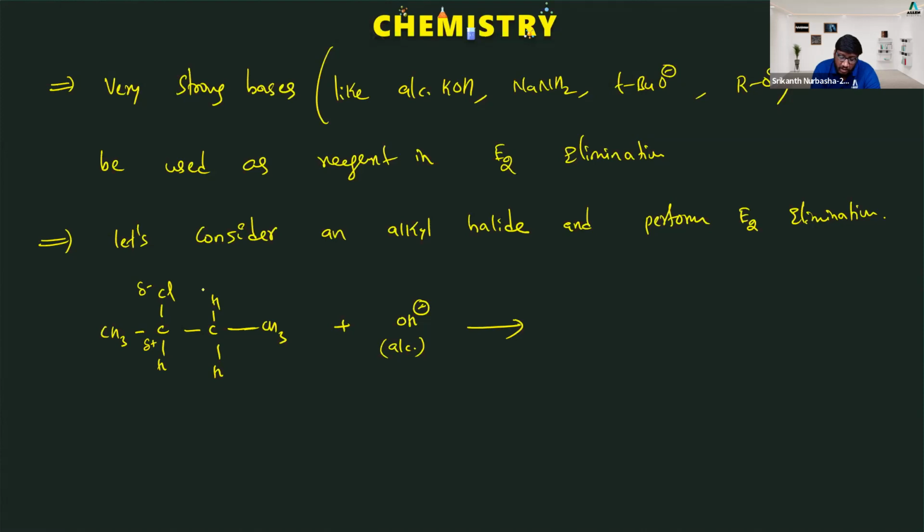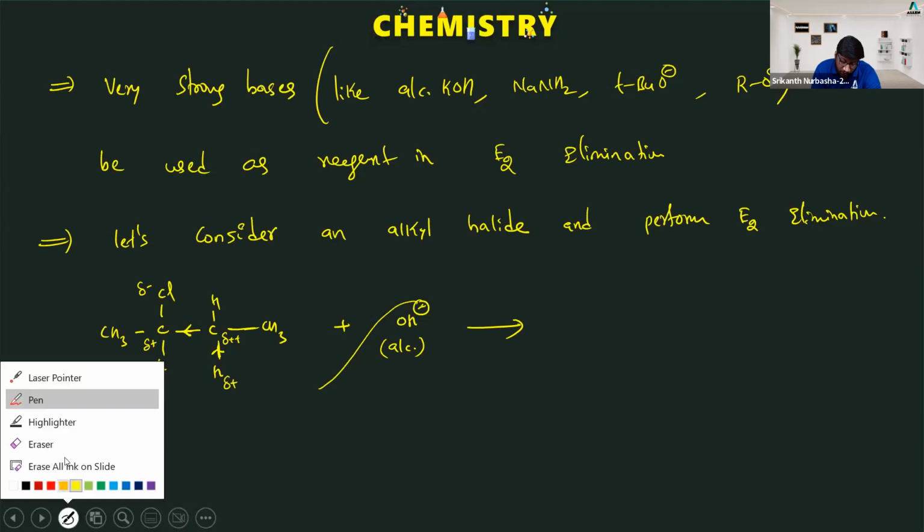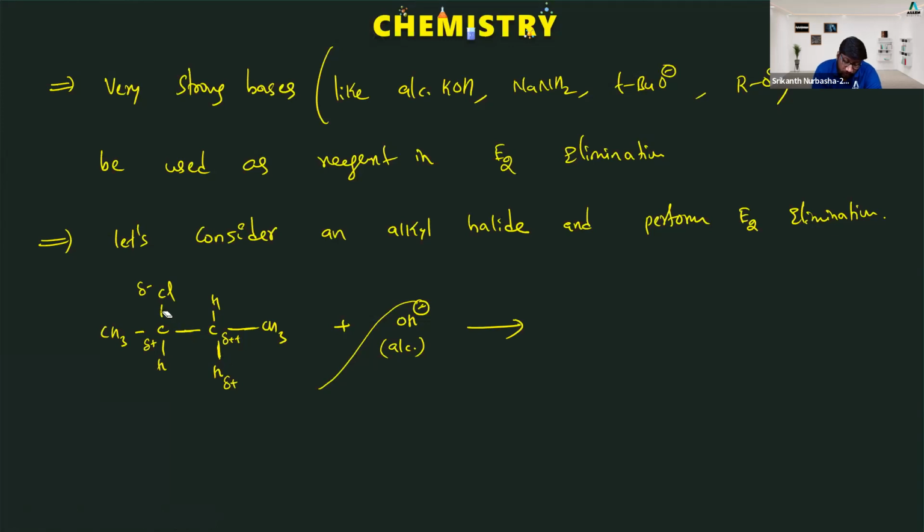Because of the partial positive on carbon, the CC sigma electron density will move. Because of the movement of the CC sigma electron density, this carbon will get delta plus plus. This carbon has developed some positive charge. Because of that positive charge, the CH electron density will move towards the carbon. Because of that movement, this hydrogen develops some delta plus charge. So OH minus can pick up this proton or not? OH minus can try to pick up this particular proton, or if you try to change the positions, CCl I am keeping here, CH2 I am keeping here.